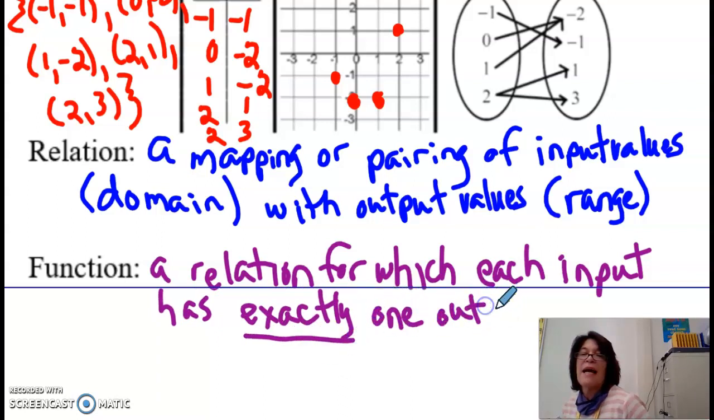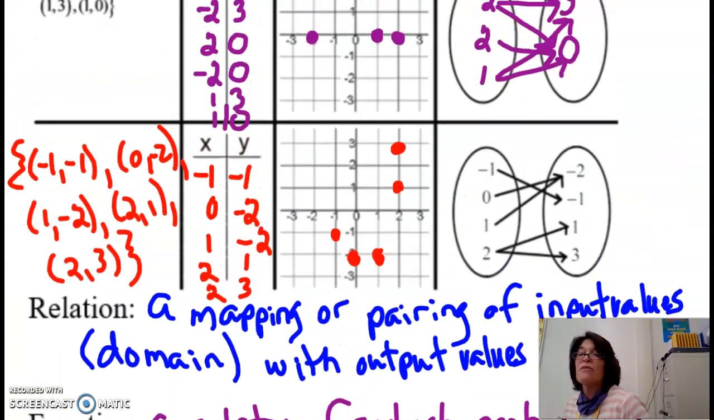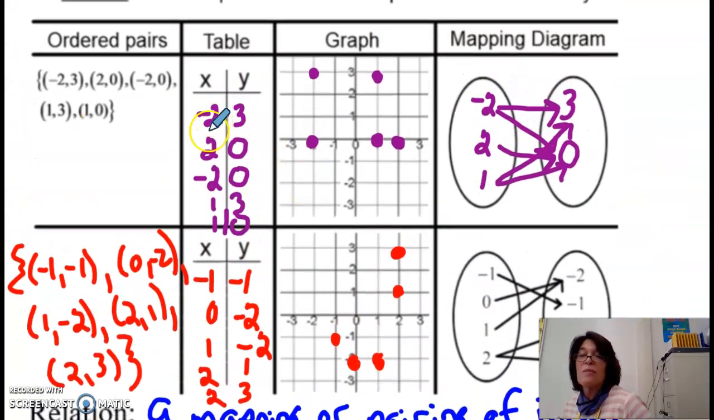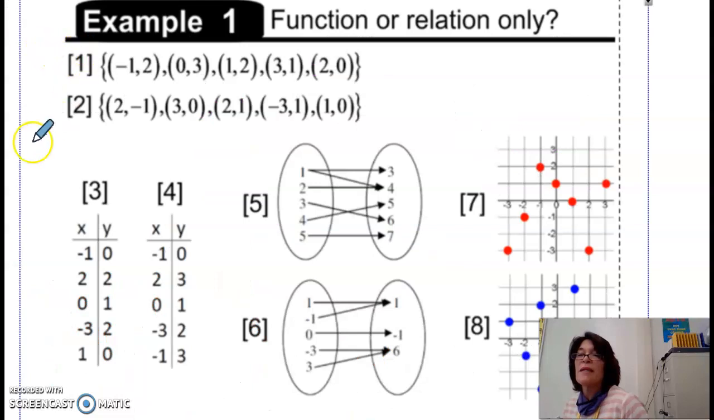Not a couple outputs, but exactly one output. Okay? If any input of a relation has more than one output, then it's simply not a function. These two that we gave as examples here are relations, but they're not functions because -2 is the same number, but it's mapped with two different y's. 2 is mapped to two different y values. 1 is mapped to two different y values. It's fine the other way around, but we can't have that. So function or relation only.